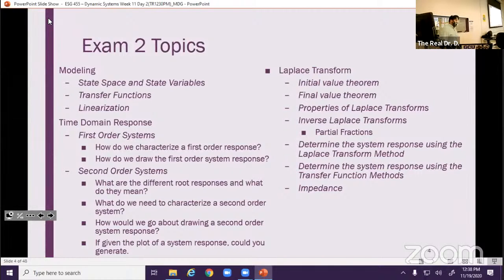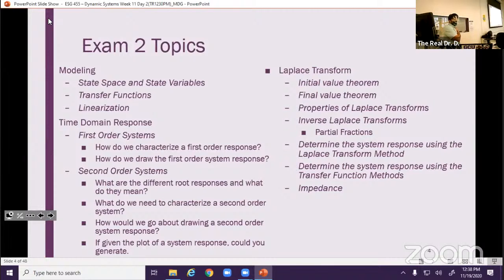How would you draw a second order system? We talked about that too. You need a little bit more information to draw it. If I gave you the plot of the system response for a second order system, how would you find all the other parameters? How would you recreate an approximate model for that?